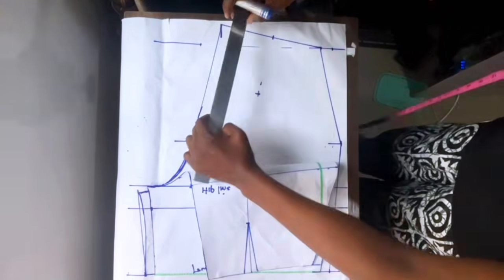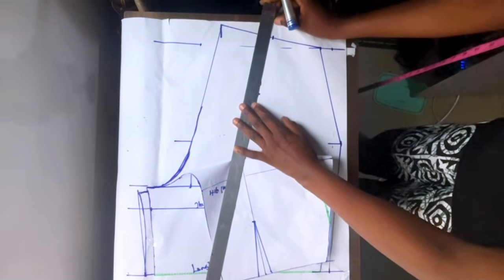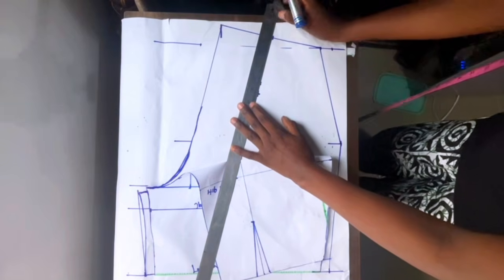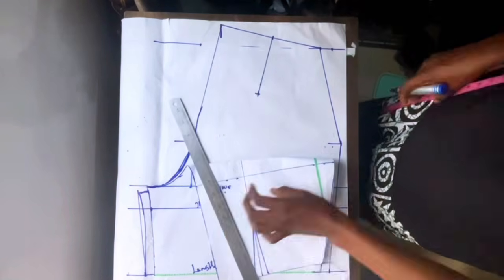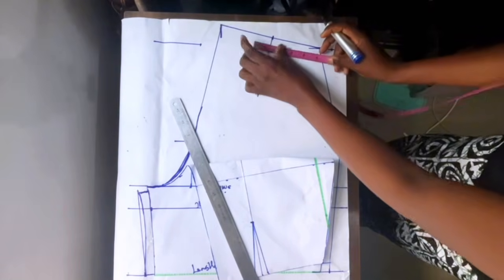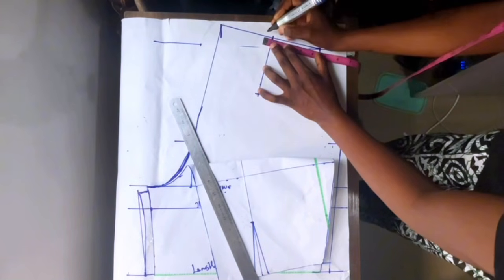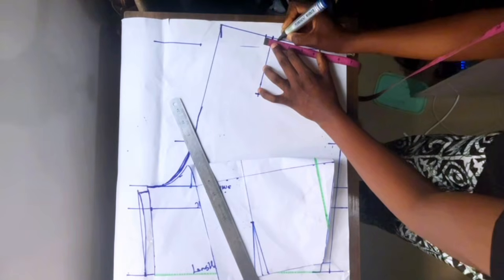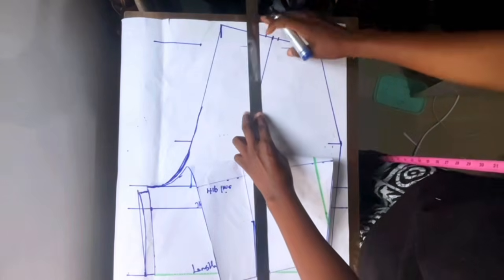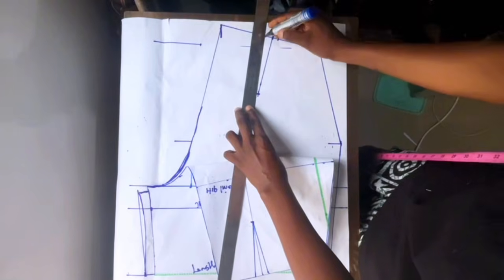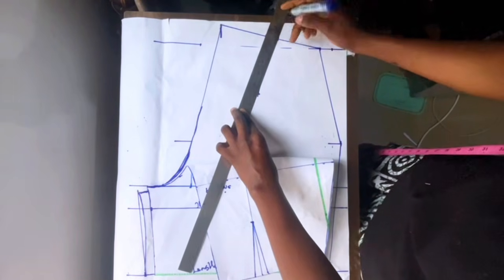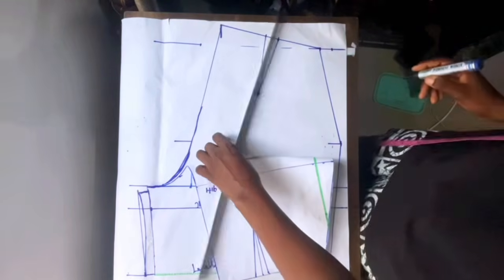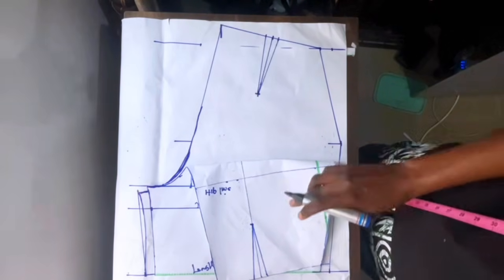So connect that line, and at the back, we're going to be using a dart of 0.5 on both sides. Okay, connect it to this line. Remember, when you are cutting, you're going to notch this dart point. You're going to notch. So let's cut it out.